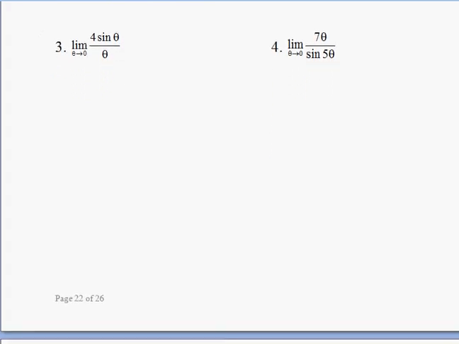Number 3, this 4 is really of no consequence. I can just peel that off and say that limit is 1, multiply it by 4, I get 4.